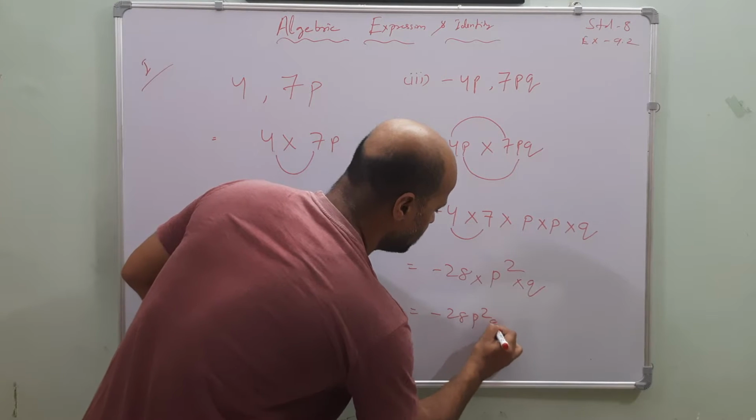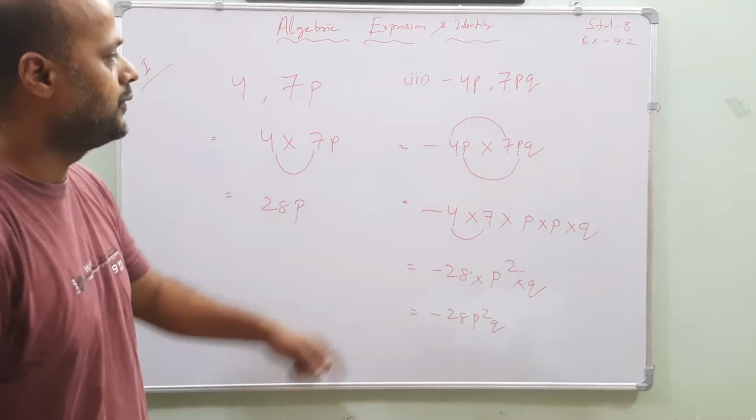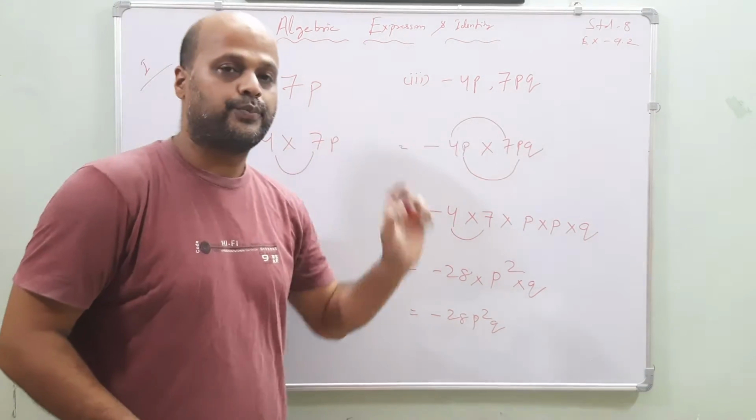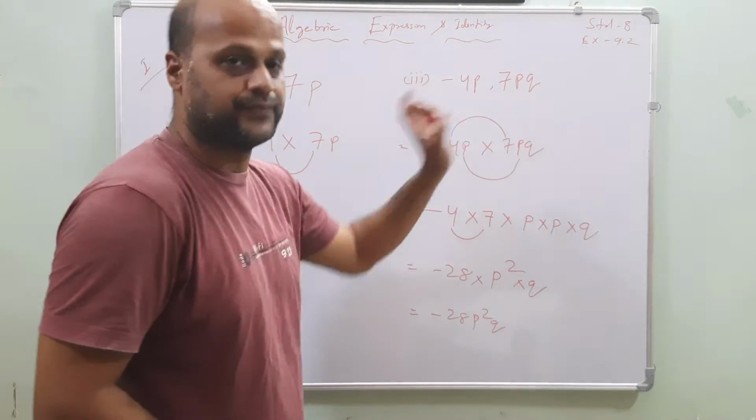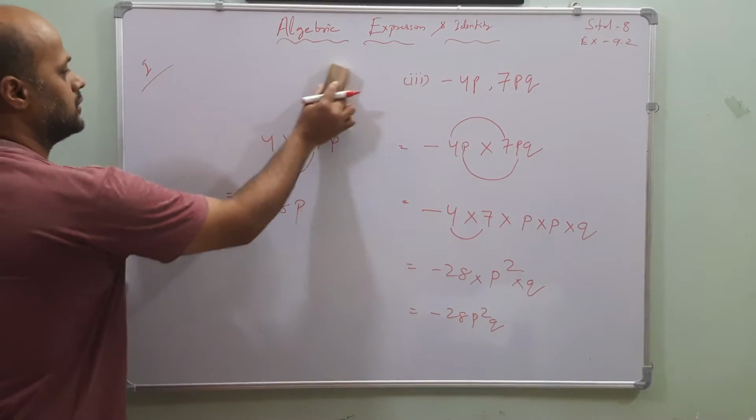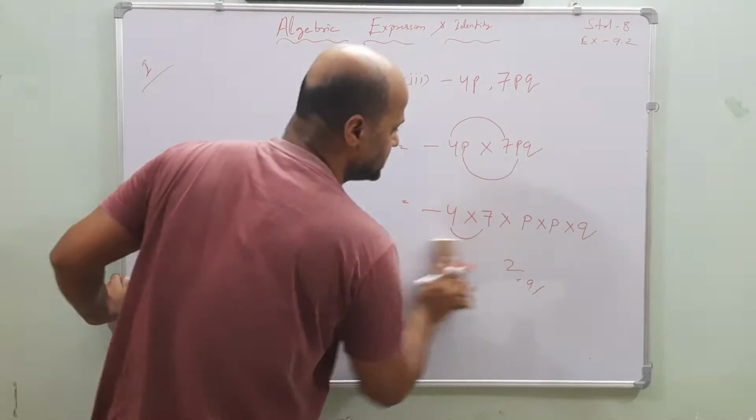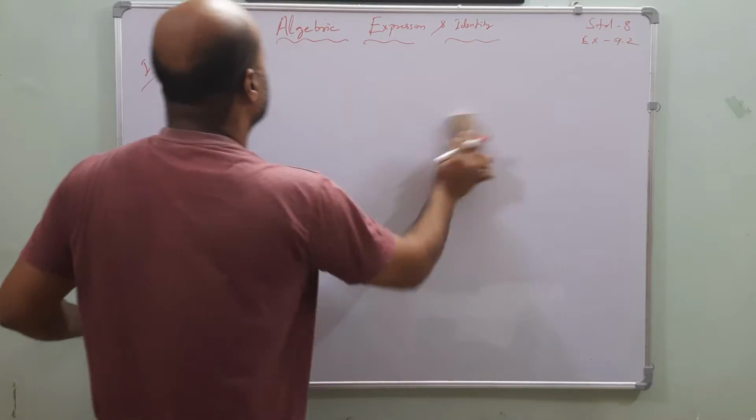P square Q. This is the answer of the product of the two monomials. Okay, now let's go to the third one. Sorry, the third one is over.